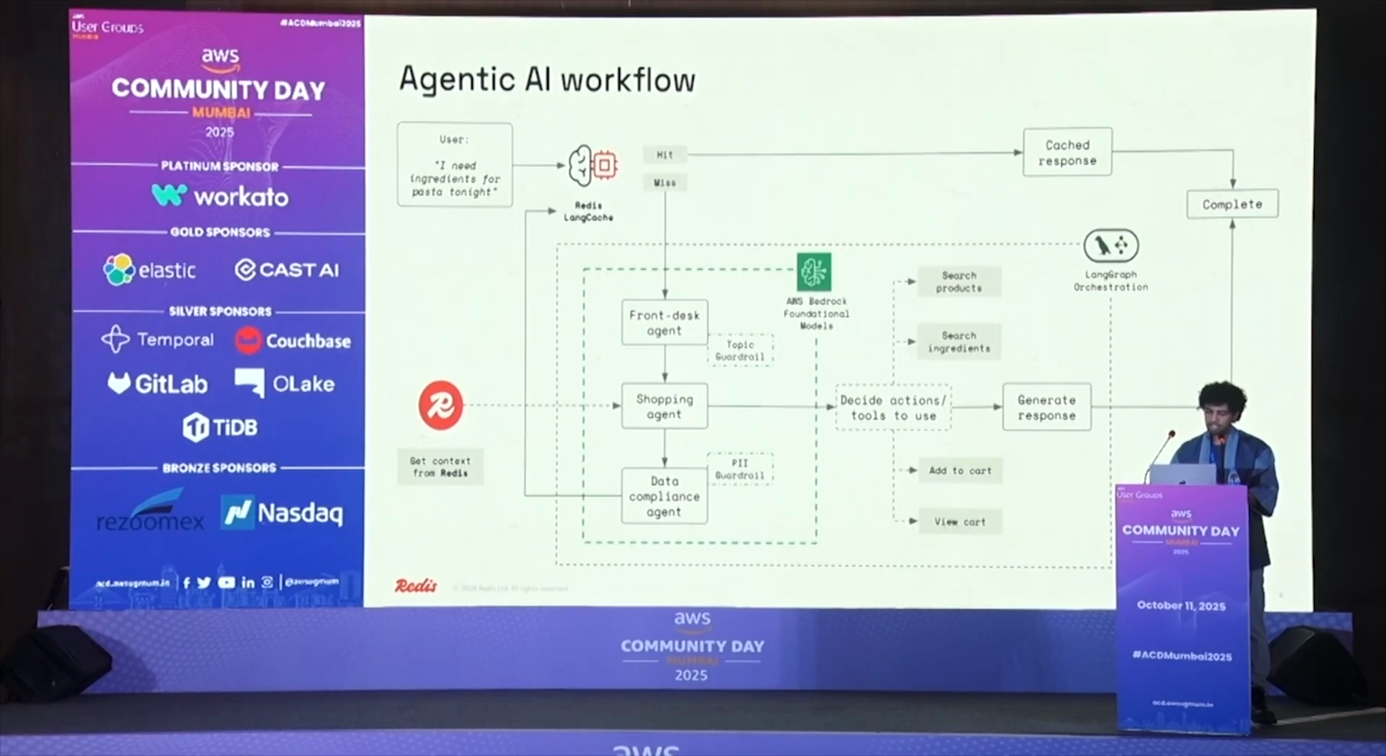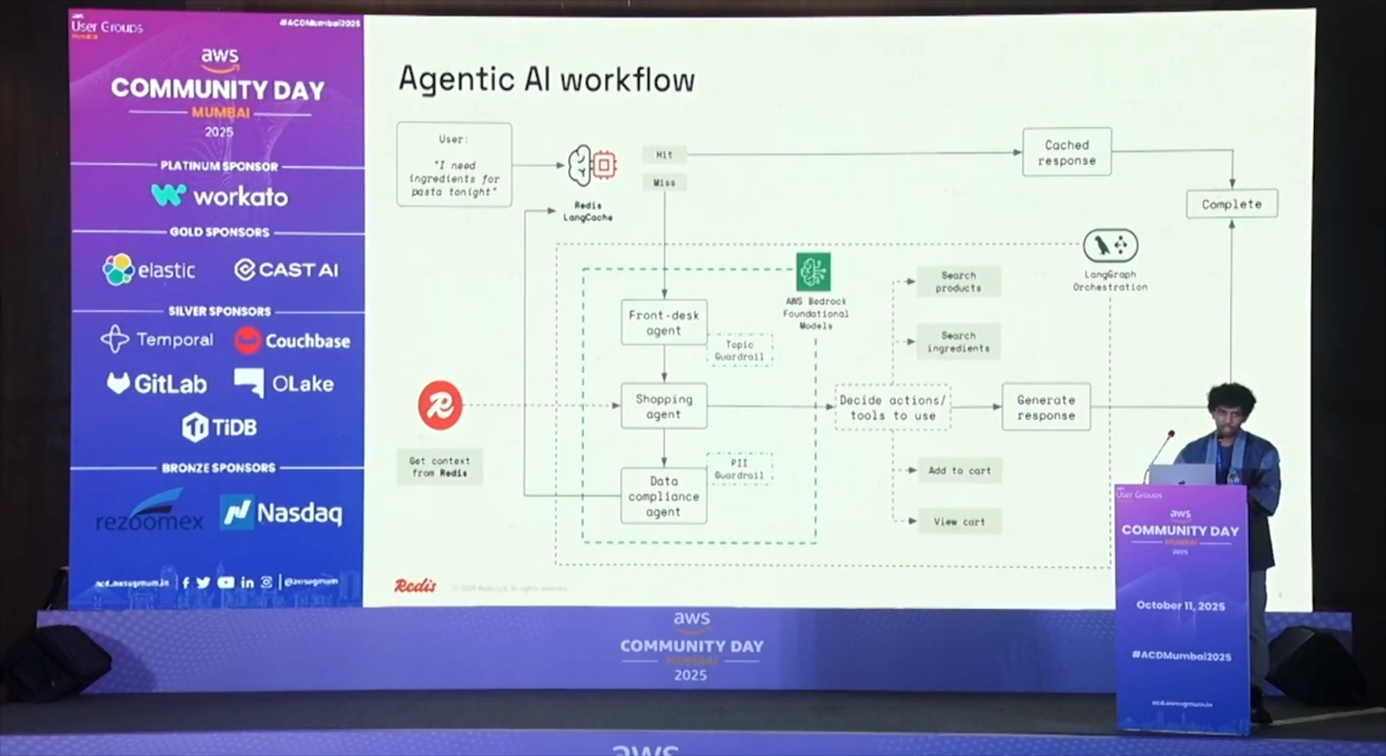So PII detection, custom filtering logic, you name it, you can do all of that. And then next it does an agent handoff to the shopping agent. This is your personal shopper, so this is where the real intelligence is. Here I have made various tools available to my model, right? I have a tool for product search, a tool for cart management, and a recipe tool for finding ingredients for a recipe. And finally, once it's done all of that, there is a data compliance agent, and there is a PII guardrail.